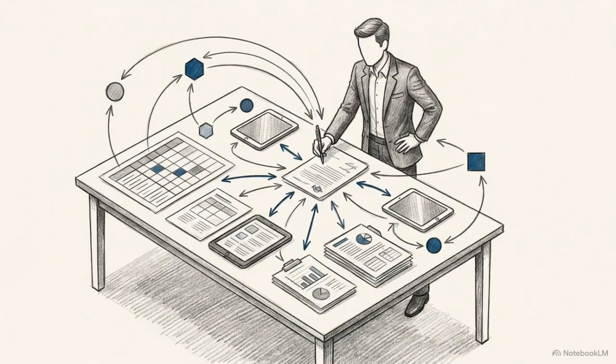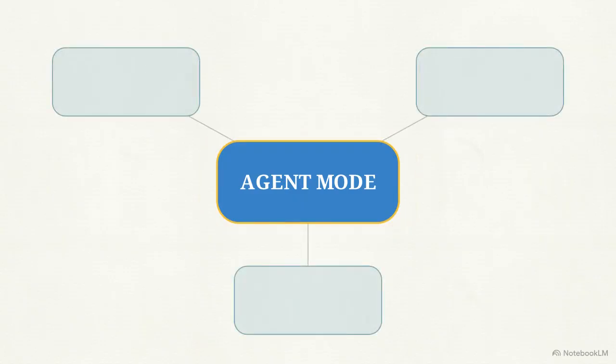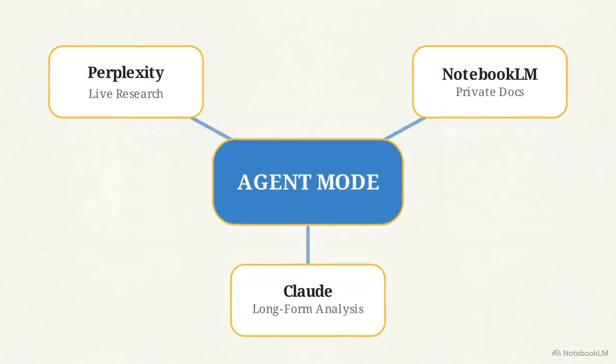This framework keeps the licensed professional at the center of the process, ensuring every research output is verified and approved before use. Agent Mode is just the central execution engine within a much larger, complete AI research architecture. It pairs seamlessly with other tools like Perplexity for live research and Notebook LM for private document querying.